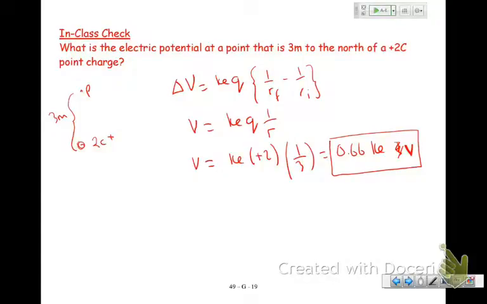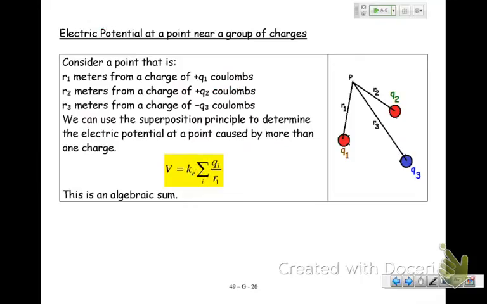So, let's go on to this next bit. Imagine now we have a family of charges, and I want to know what's going on at this particular point in terms of, say, its potential. So is potential a vector or a scalar? It's an energy per coulomb.